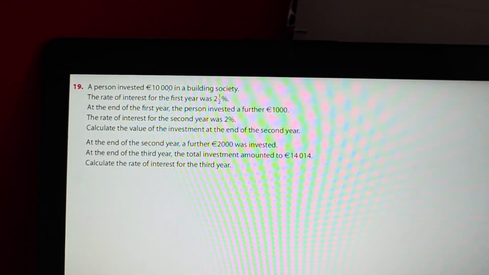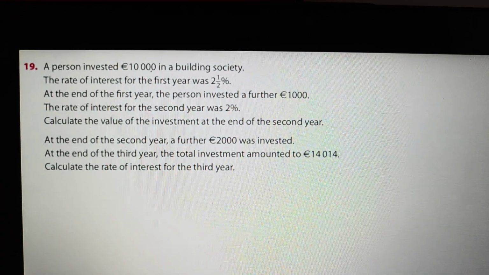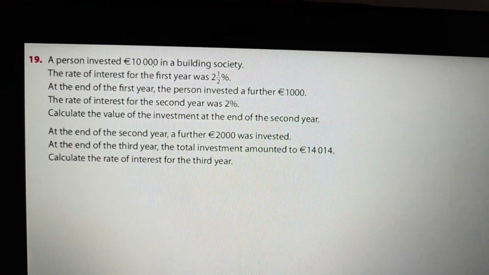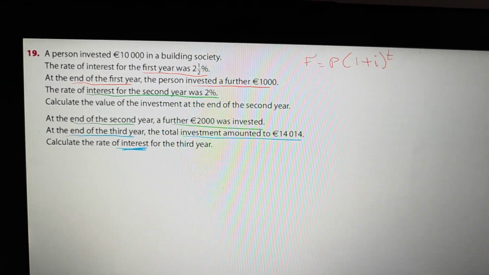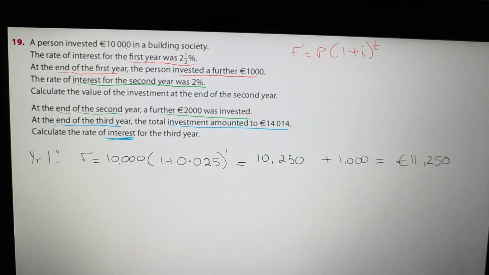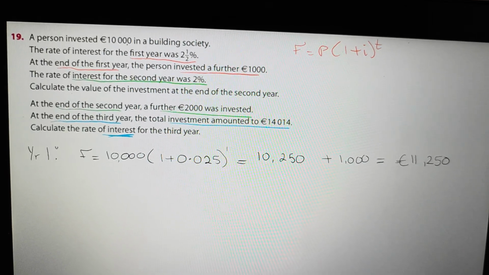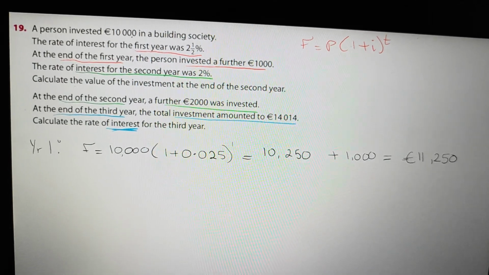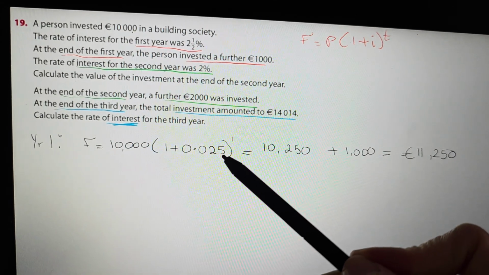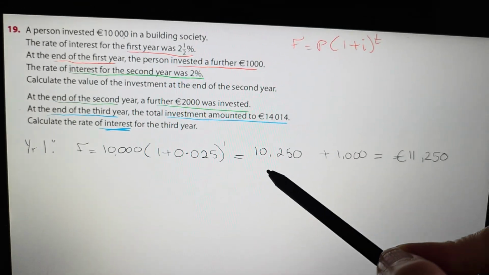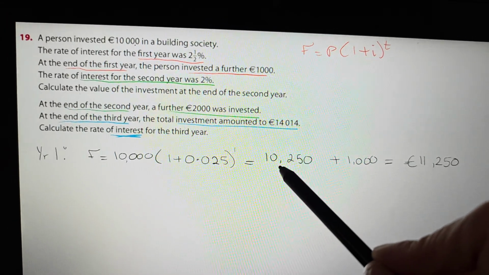Calculate the value of the investment at the end of the second year. Okay, so I'm going to have to do it year by year because they're changing the interest rates. So for year 1, using compound interest, 10,000 multiplied by 1 plus your interest rate as a decimal, which is 0.025, okay, 2.5%.